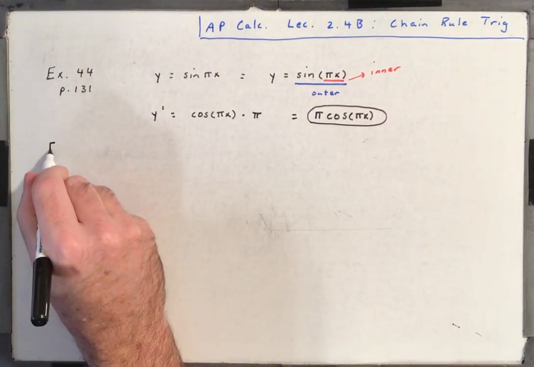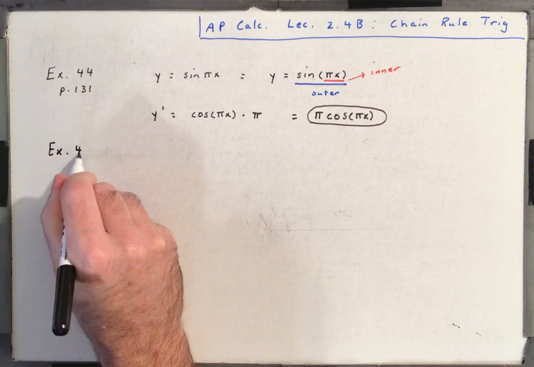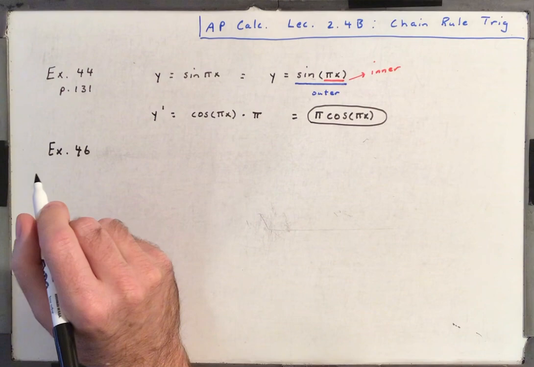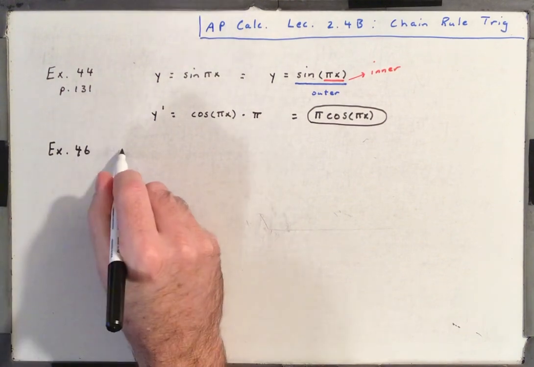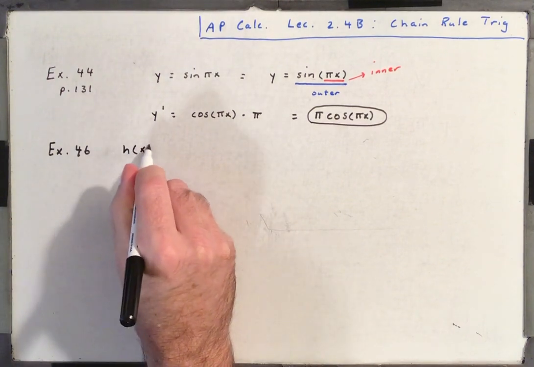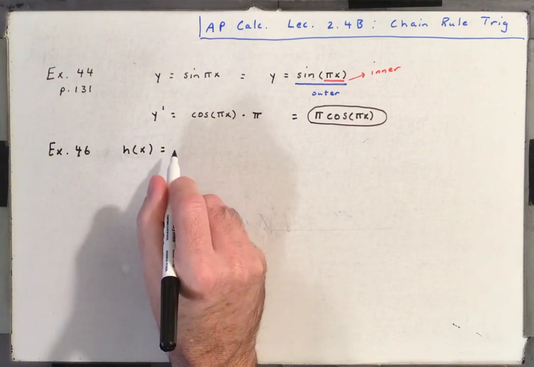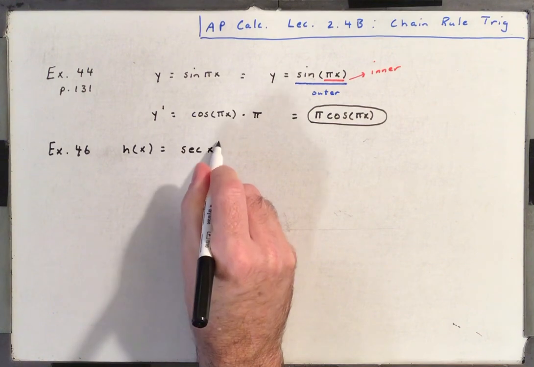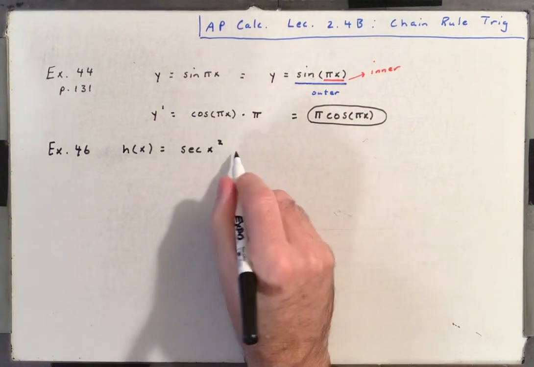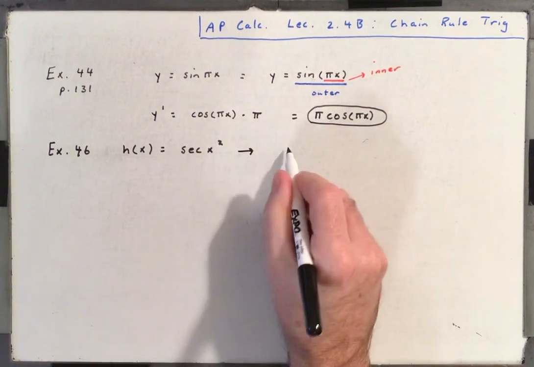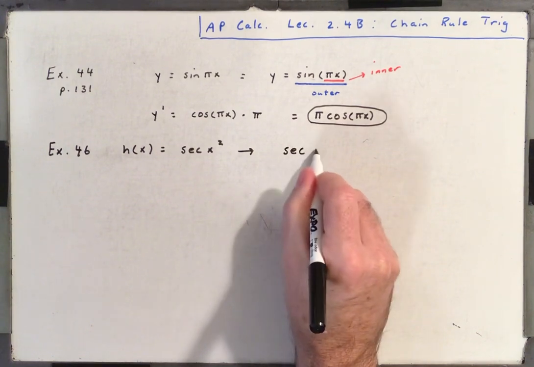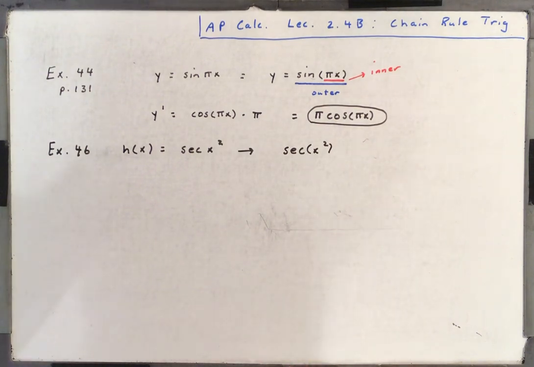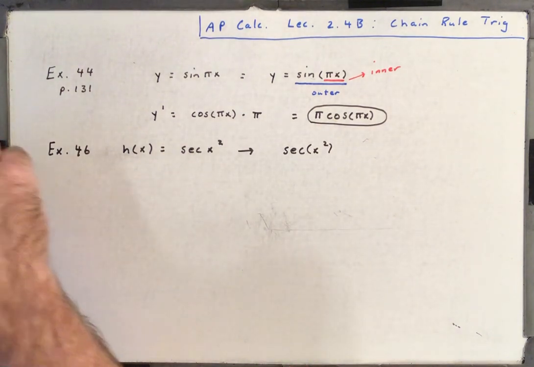All right, let's do another one. Example 46. Basically I'm just doing the even ones in this area of the homework. So h of x is equal to secant x squared. Now I'm going to rewrite this. I'm going to take that x squared and put parentheses around it to help us understand what's the outer function and what's the inner function.